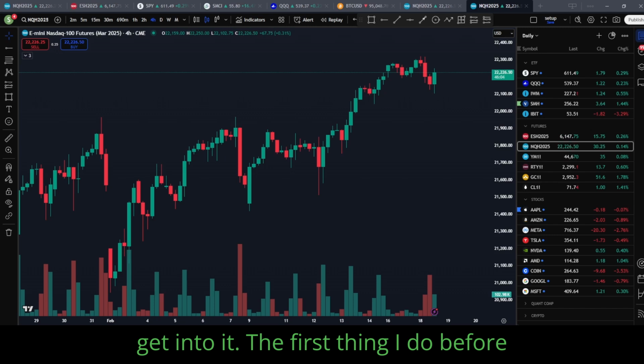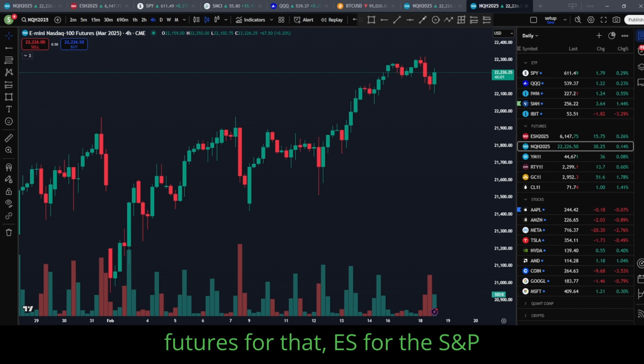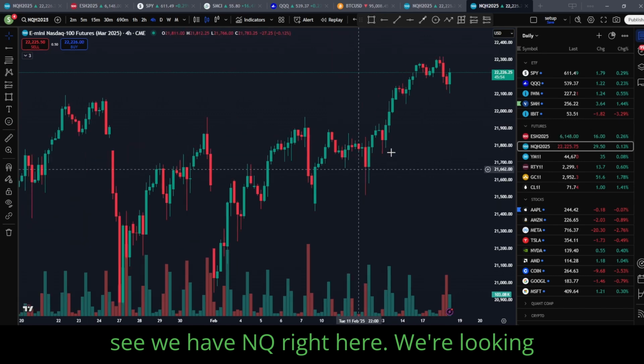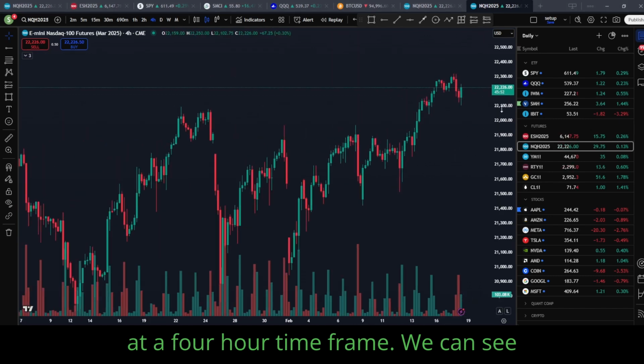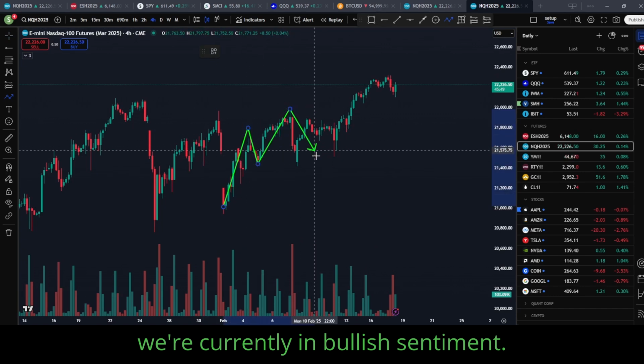The first thing I do before anything else, I check the overall sentiment in the market. I start with the futures for that, ES for the S&P 500, and NQ for the NASDAQ. So you can see we have NQ right here. We're looking at a 4-hour time frame. We can see we're currently in bullish sentiment.